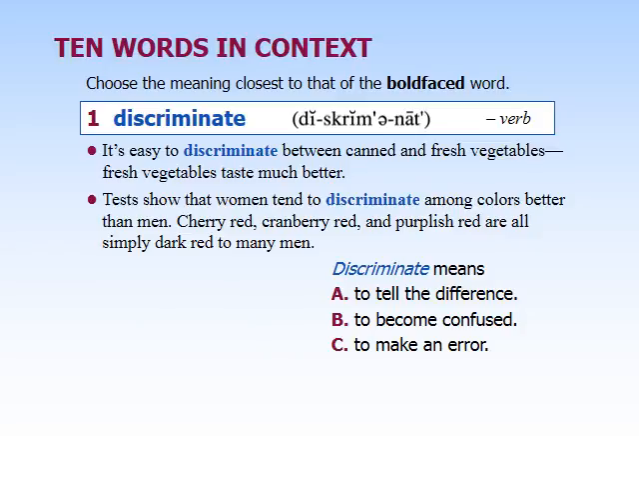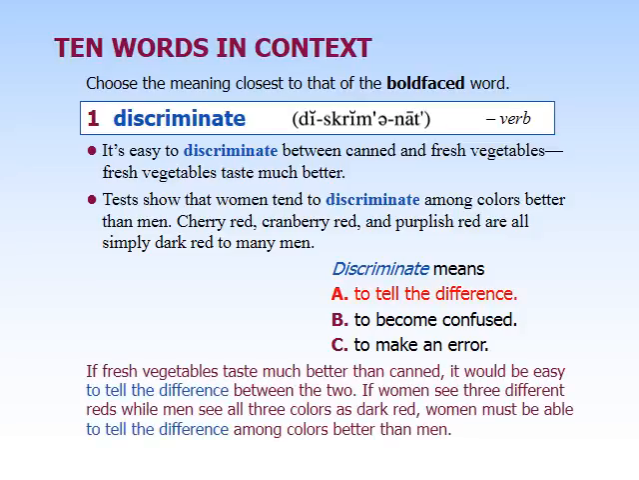So our first one here is discriminate. This ends in that -ate sound. This is a verb. It's easy to discriminate between canned and fresh vegetables. Fresh vegetables taste much better. Tests show that women tend to discriminate among colors better than men. Cherry red, cranberry red, and purplish red are all simply dark red to many men. So discriminate means tell the difference.